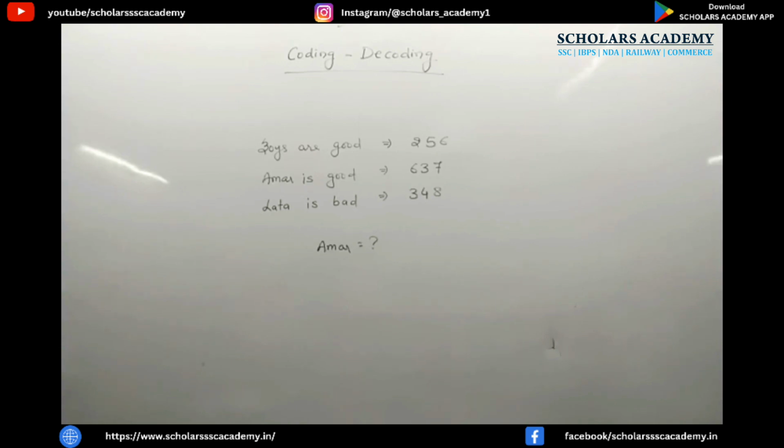First of all, you have to find the code for is, which is 3. Second and third statement used together give you the code of is, which is 3. First and second combined together gives the code for good, which is 6. So the only number left is 7, which is for Amar.